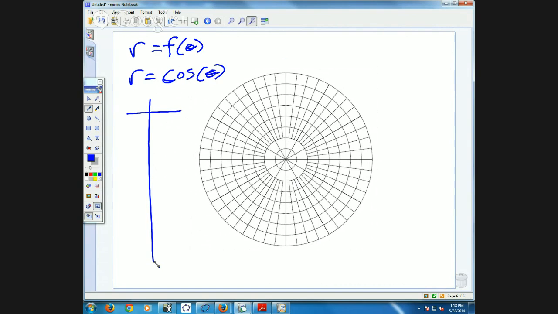Now, this gets kind of weird because what's my independent variable here? Theta is my independent variable. So I usually like to put that in the left column and r in the right. However, when we write points, points are always written r first and then theta second. So it's different than the way we write x and y, and we just have to be careful.